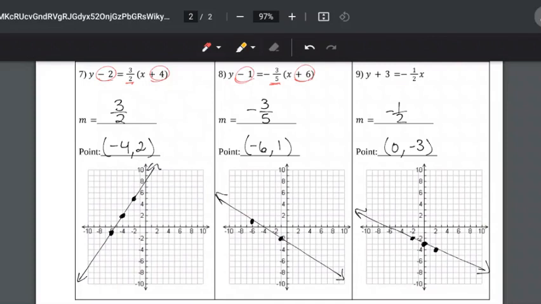And then number 9, we talked about an example like this on the first page. Our slope is negative 1/2. Now there is nothing over here to the right for our x1, so it's just 0. And then our y1 is the opposite of positive 3, which is negative 3. It's a negative slope, so it goes down to the right.